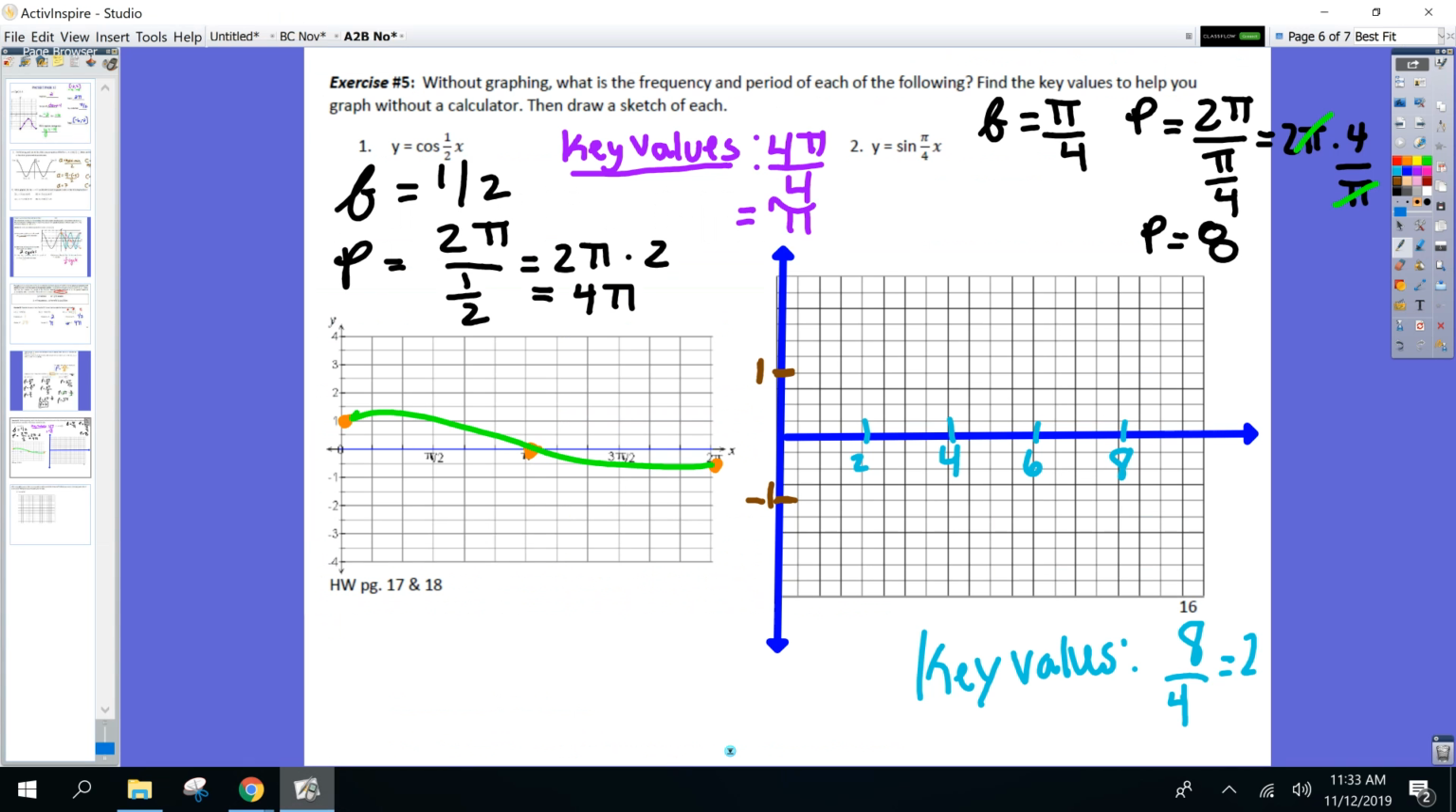Where's sine start? Sine starts at 0. Okay, is there any shift? No. Okay, so it's going to start at 0. Then where does it travel to? It's going to go to the max, which in our case we said was 1. And then it's going to go back to 0. And then it's going to go down to the minimum, which is -1. And then it's going to go to 0. Guys, I didn't change anything except the axes. That's why that b value affects everything. I did not change anything except for the axes.